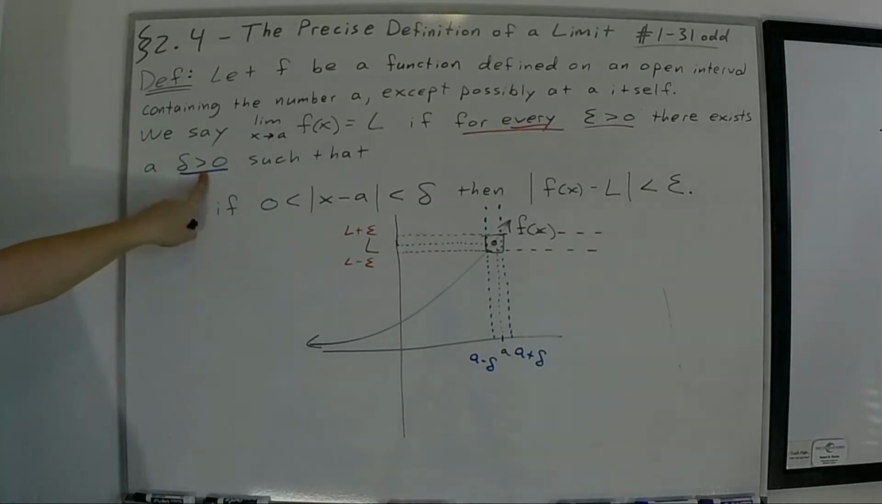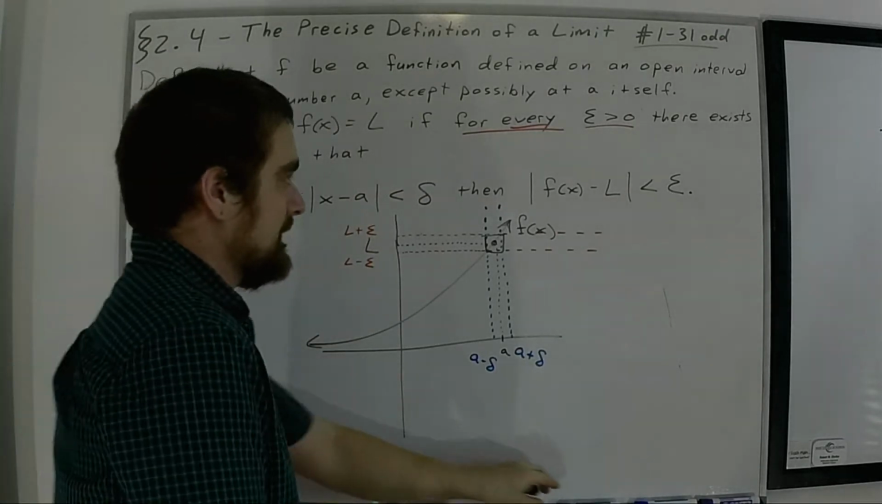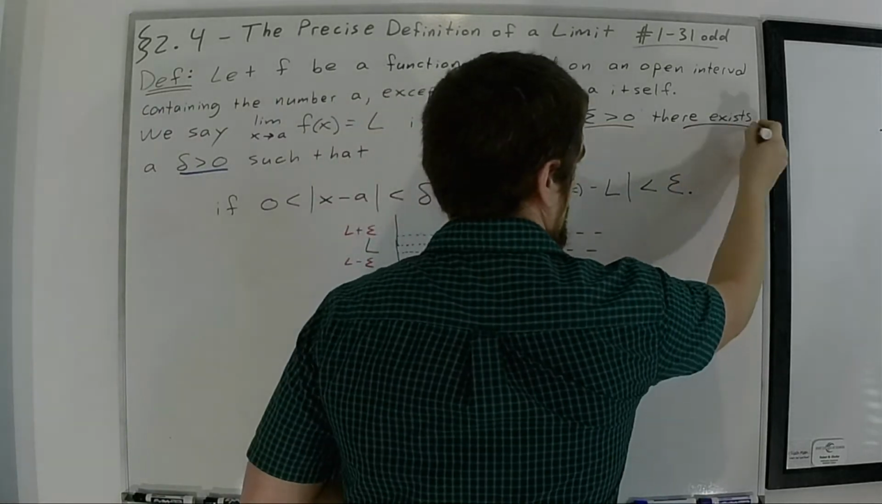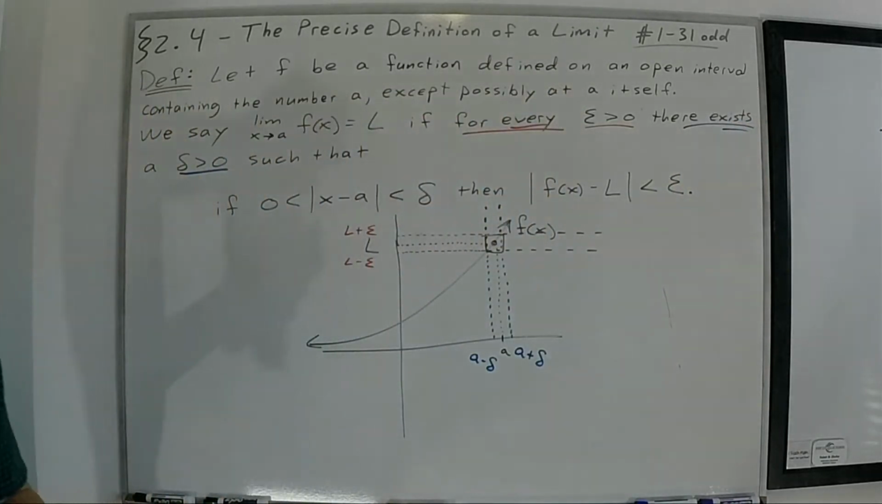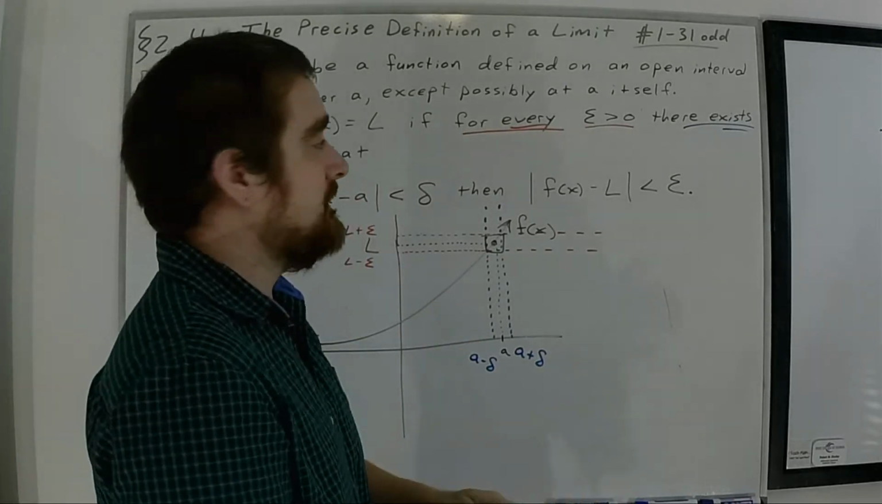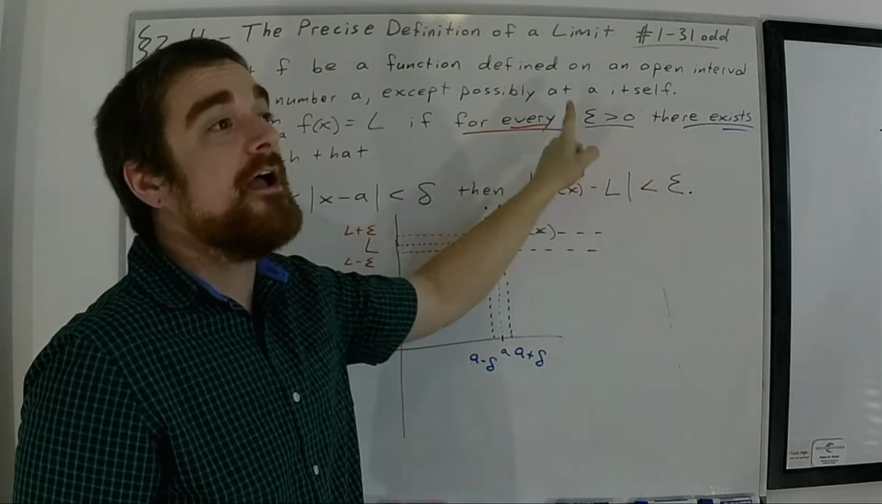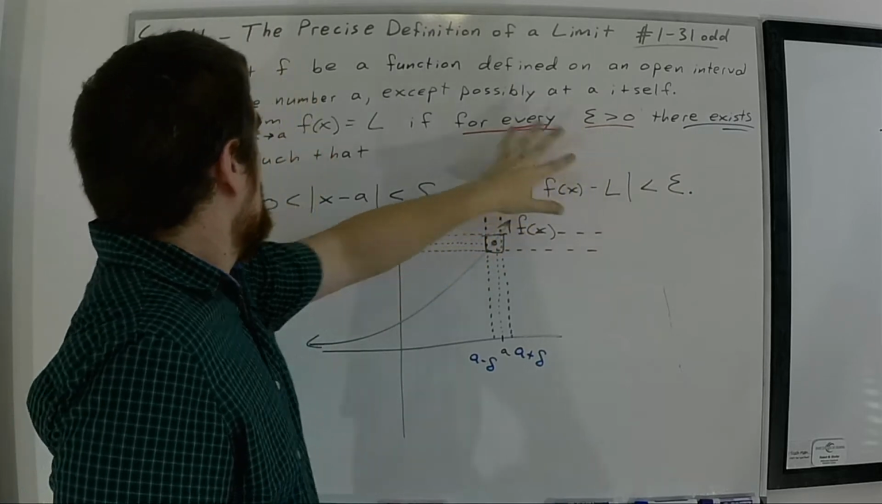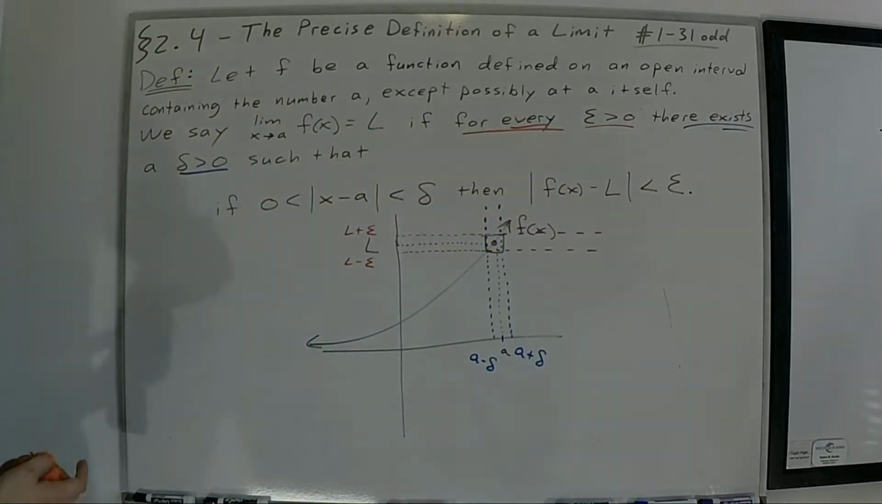We can choose delta, right? There exists a delta. It is our job to find it. And if we cannot find a delta that gets this done for every single epsilon, then obviously the limit would fail.